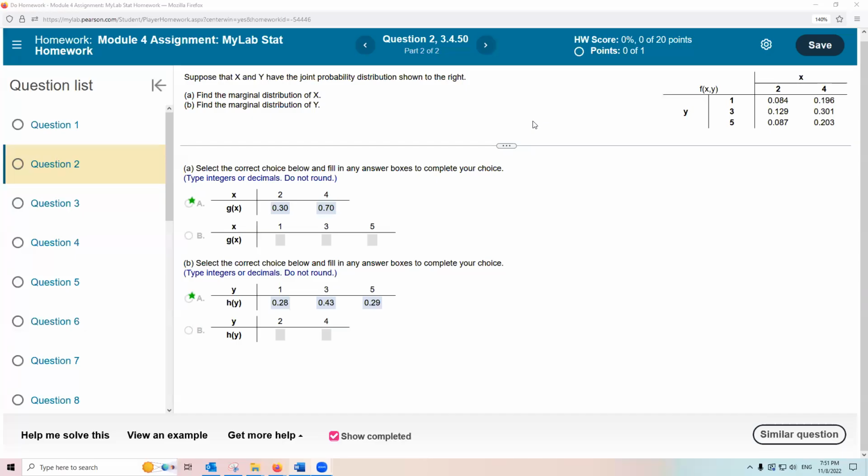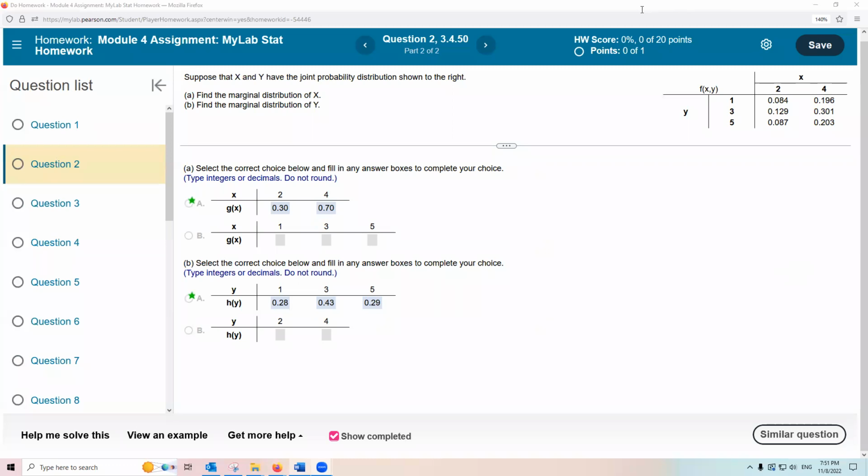So let's take a look at this one. This is number 2 on the homework. It says, suppose x and y... Oops, let me share again. Okay, so this problem says, suppose x and y have a joint probability distribution shown in this table.